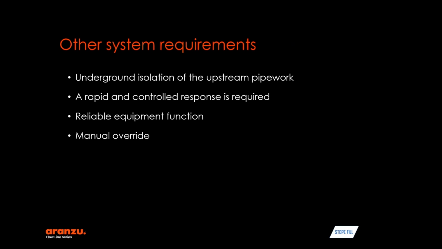So some other system requirements are being able to safely and effectively isolate the immediate upstream pipework to enable the underground paste crew to manually intervene with the pipework at the blockage location. A rapid and controlled response by the paste plant operator with a procedure that can be trained and improved from learnings from each blockage event investigation. These aspects also require reliable equipment function in many upset conditions, such as power outage and associated network comms outage, and as such, the need for a manual override function to recover the underground paste fill delivery system.